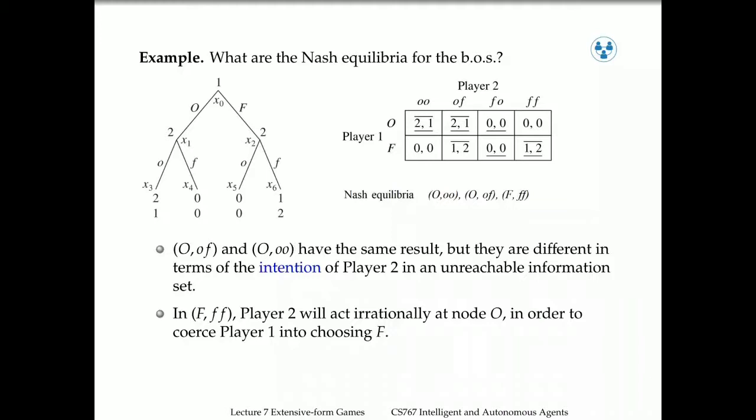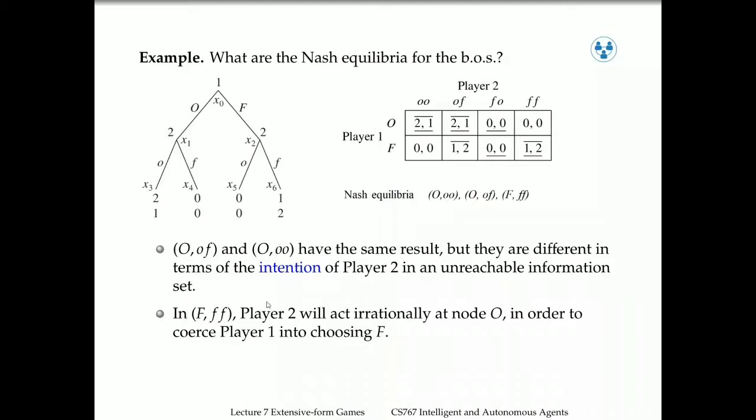So the main branch of the game, which is the branch that the two players really went through if they played the game, they're the same. So it looks like these two strategy profiles are very, very similar, but they are quite different in terms of the intention of player 2 in our unreachable information.